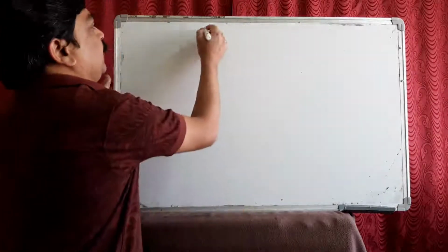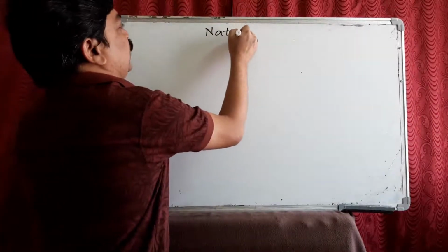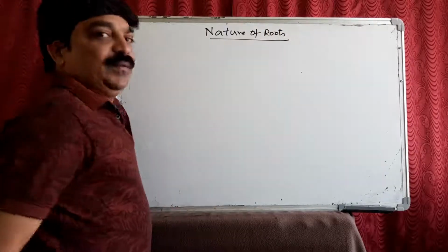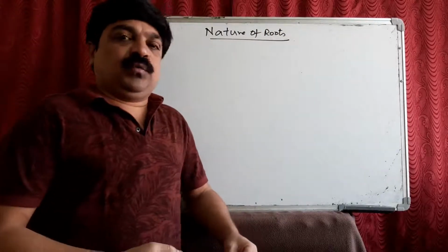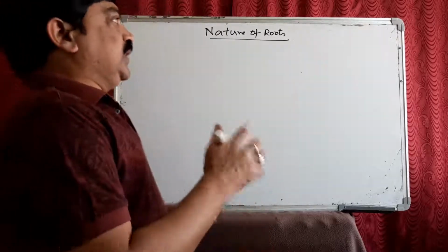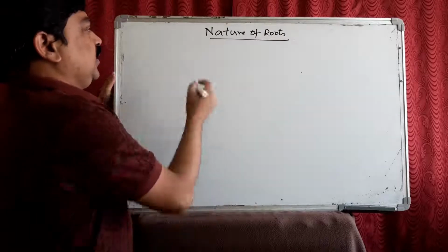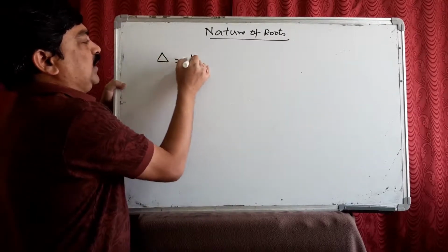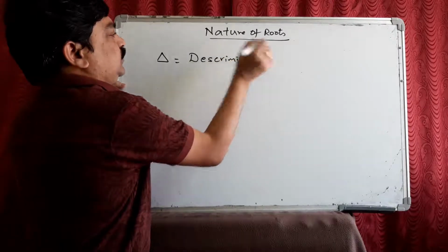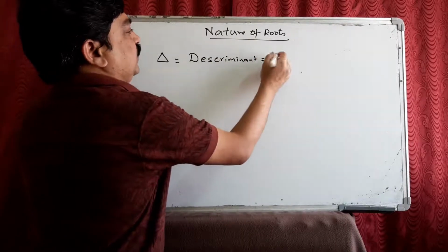Hi student, the last topic of quadratic equations is to decide the nature of the roots, what type of roots you are getting, without actually solving by using the formula or by using the factorization method. So this depends on a value called delta. We call it a discriminant.